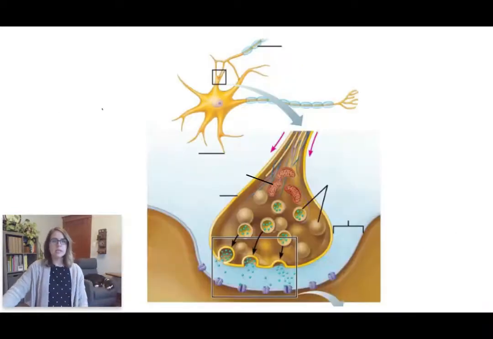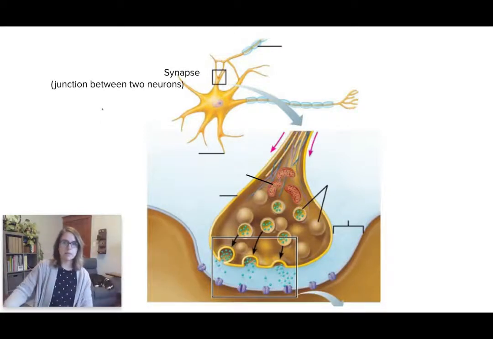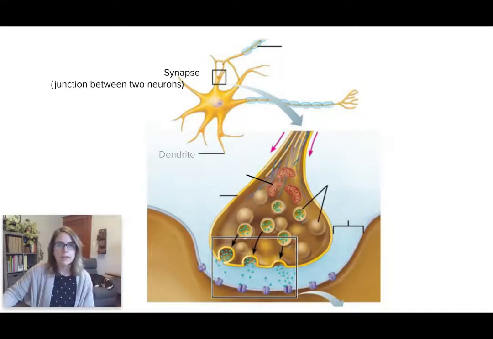All right, just for the sake of the picture, I'm zooming in a little bit, but we're going to label some things. This box here, as I said, is the synapse, this junction between two neurons, where they come together. And then we've got some structures here. This on the end is the cell body, or the soma, of my neuron. The little fibers coming off of it are called dendrites.